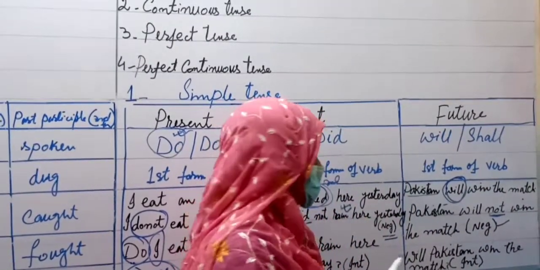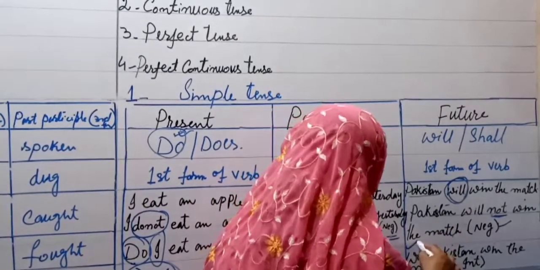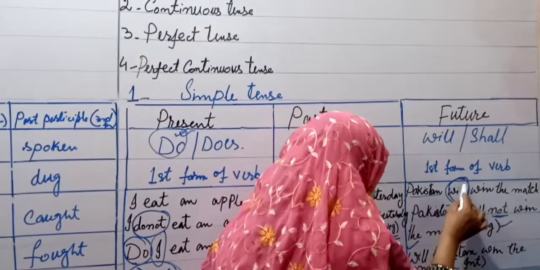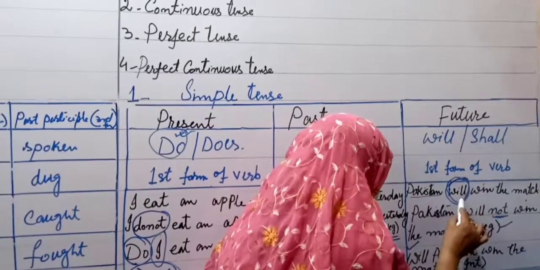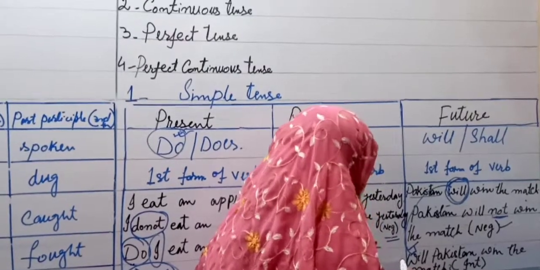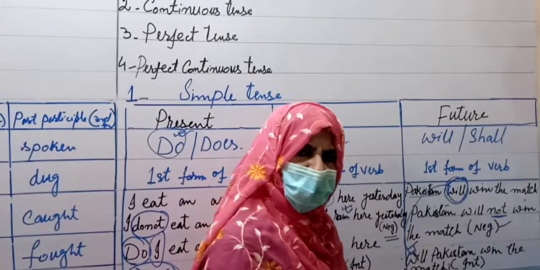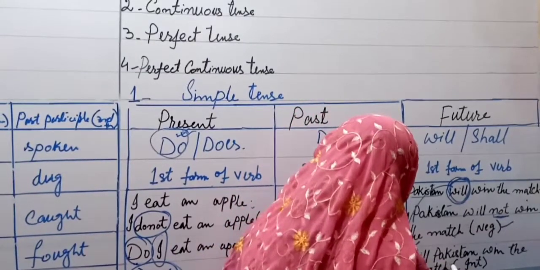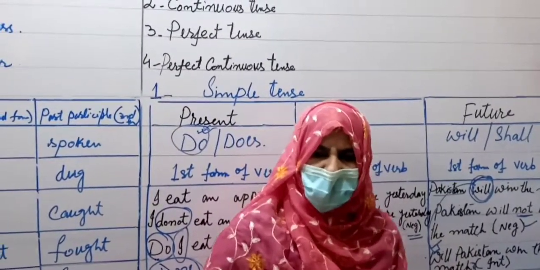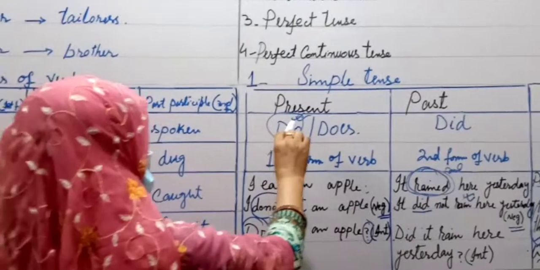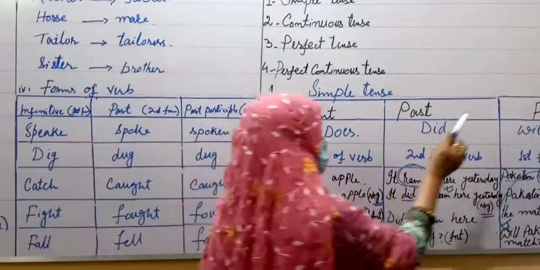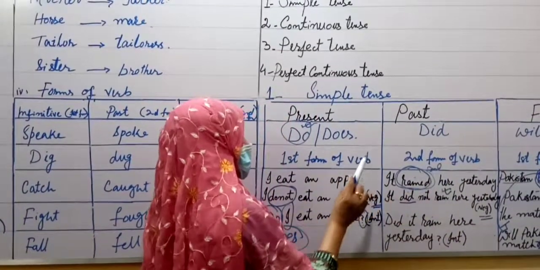Okay, my students? Let's move towards how you will make the interrogative of the future simple tense. Now, the auxiliary verb or helping verb will come at the beginning of the sentence before the subject. Will Pakistan win the match? Okay. And the sign of interrogation at the end of the sentence. Okay, beta. So, I have explained the formation or the structure of present simple tense, past simple tense and future simple tense with these examples.